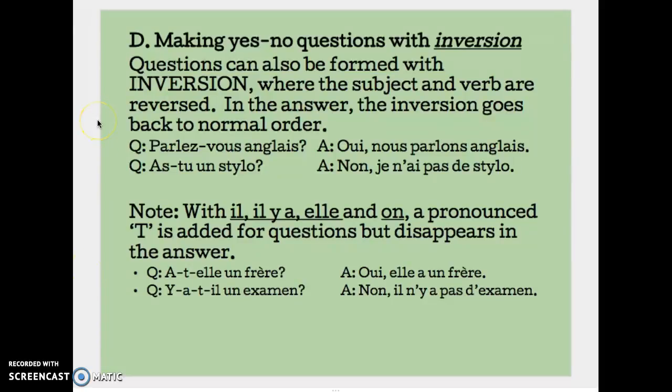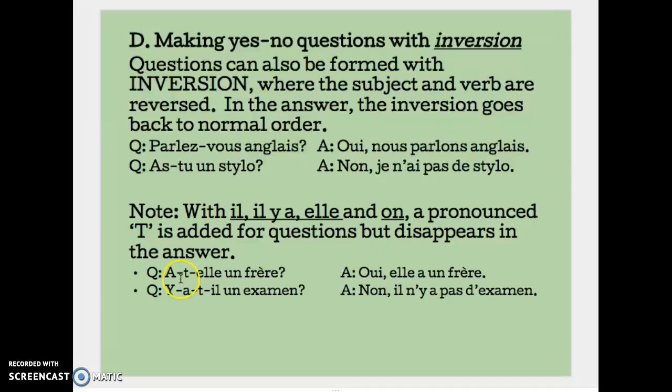Questions can be formed with inversion, where the subject and verb are reversed. In the answer, the inversion goes back to the normal order. Do you speak French? Yes, we speak French. The subject pronoun and the verb have been flipped. Another one, do you have a pen? No, I don't have a pen. The subject and the verb have been switched, and in both of the samples that you see, if it's inversion, it's going to have a hyphen.